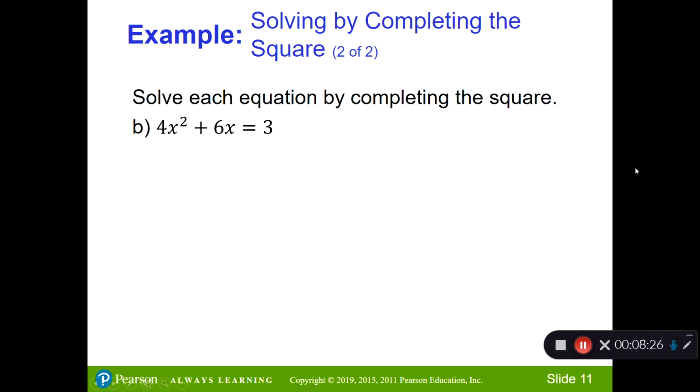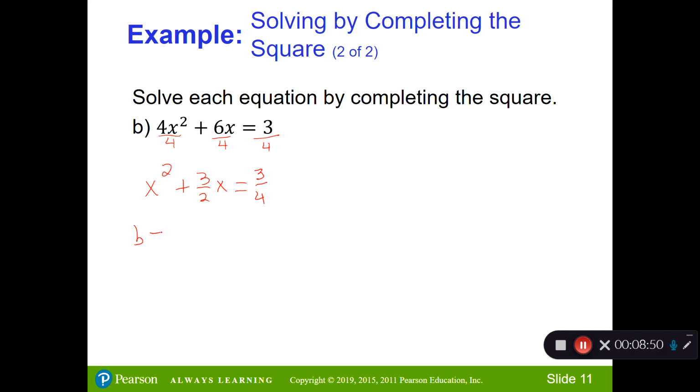Let's solve this one by completing the square. Now notice this is already on the other side of the equation. So the first thing I'm going to do is divide by 4 so that the coefficient of the x squared is a 1. If I divide every term in the equation by 4, I get x squared plus 6 over 4, which reduces to 3 halves x, equals 3/4.